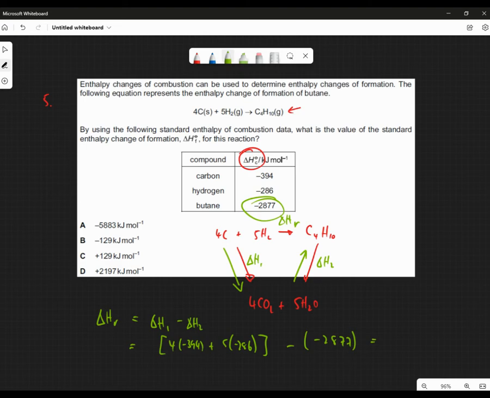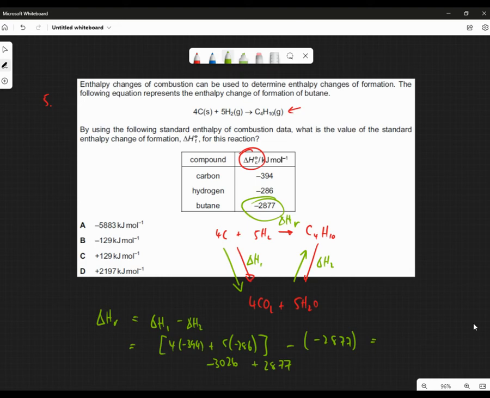If you do that, now I've got a calculator. I didn't want to do any calculations, but there you go. 394 times 4 is equal to that, plus 5 times 286 is equal to that. So all of this stuff in here, delta H1, gives me -3026, plus 2877, which gives me something totally wrong. So let's try that again. Oopsie daisy, let me start again.